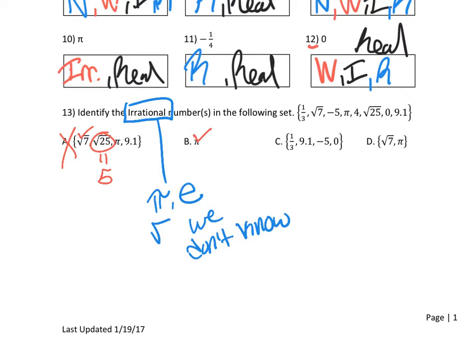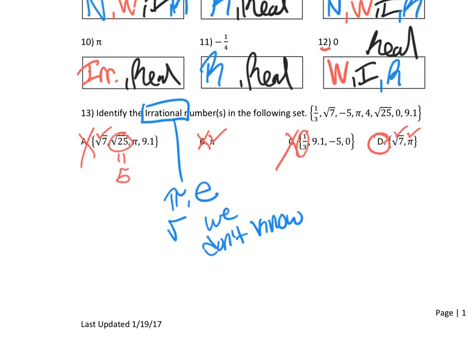For C, 1/3, that is a rational number, so it can't be C. And letter D, we have square root of 7, which is a square root we don't know, and pi, which is also irrational. So D is the one that includes all of the irrational numbers. B only has the pi, so D would be the correct answer for 13.